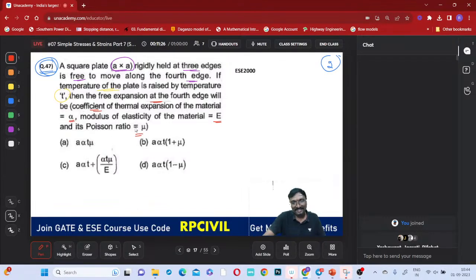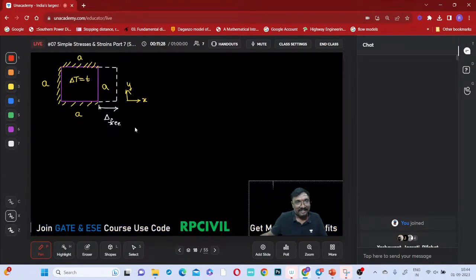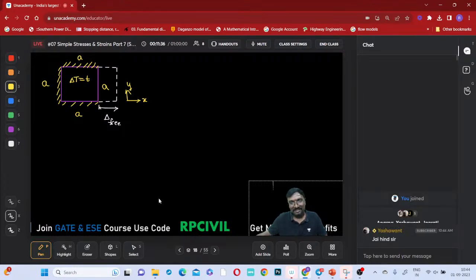So here it is expanding in which direction? It is trying to expand only in this one direction. Right, what is the total expansion in the x direction?